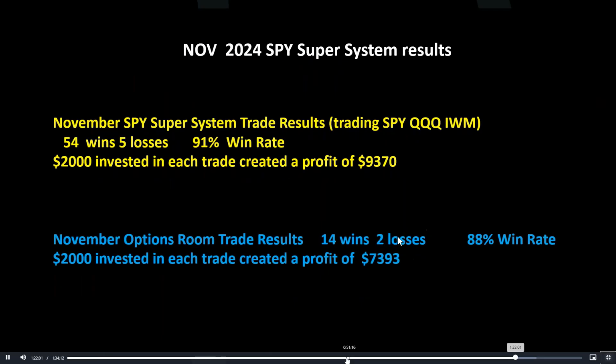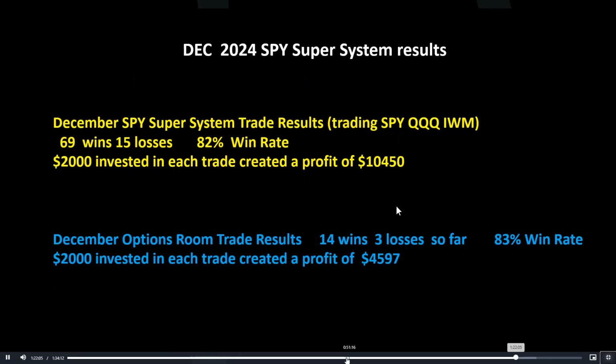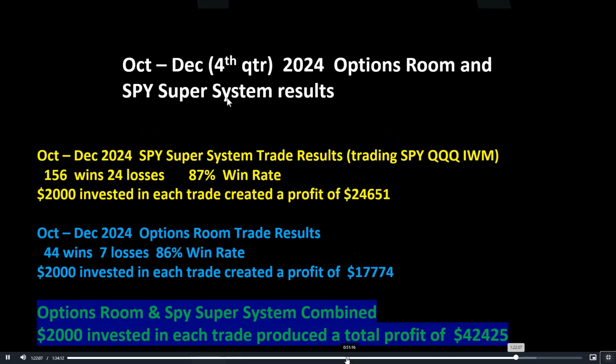Okay, and November, same thing. December, same thing. And here's the whole first quarter right here of last quarter, of last year. Right, so pretty nice number. Again, 24.6 on the SPY Super System, 17.7 on the trade room. Obviously, a lot fewer trades here in the room than on the SPY Super System intraday trades.